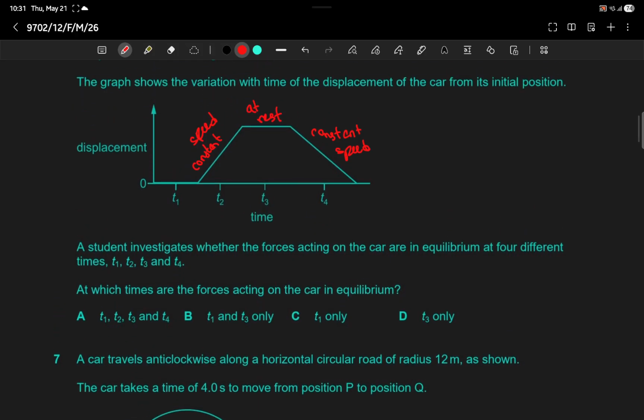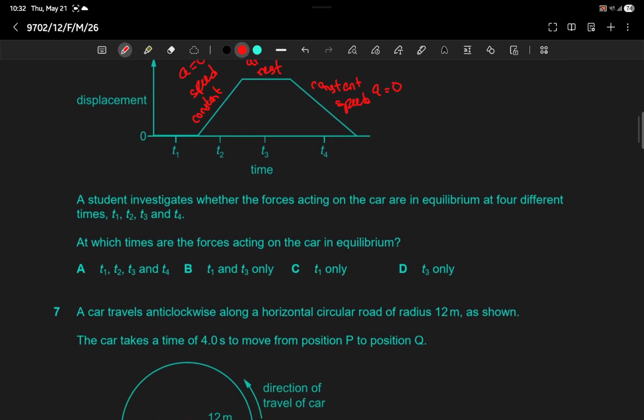So at rest, it's technically at equilibrium, and from here to here it's also at constant speed. So that's still in equilibrium, since here acceleration is 0, here acceleration is also 0, and here acceleration is also 0. So basically in all of the times it's in equilibrium, right?